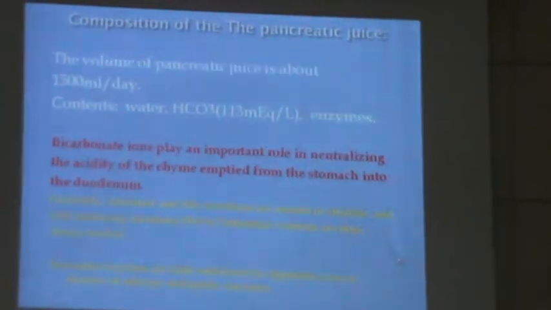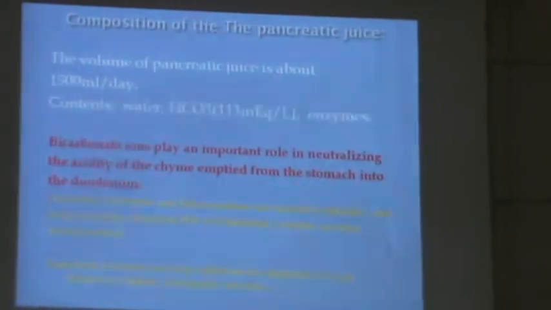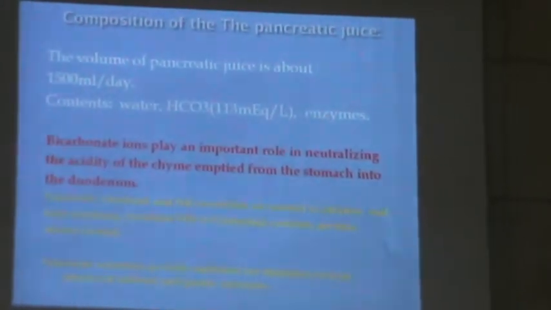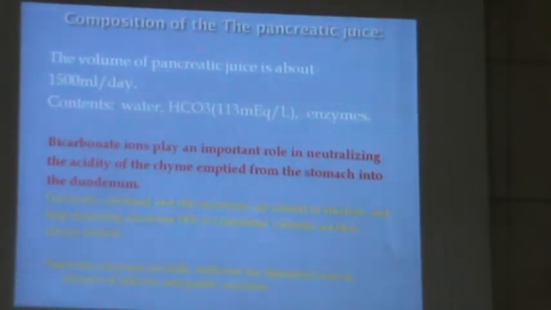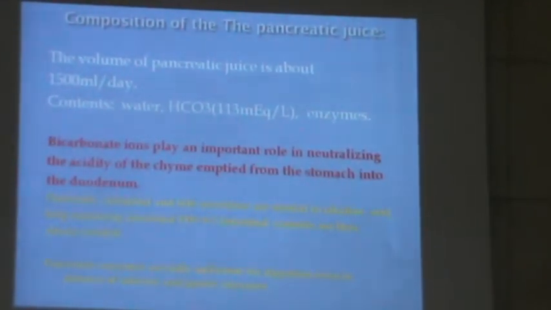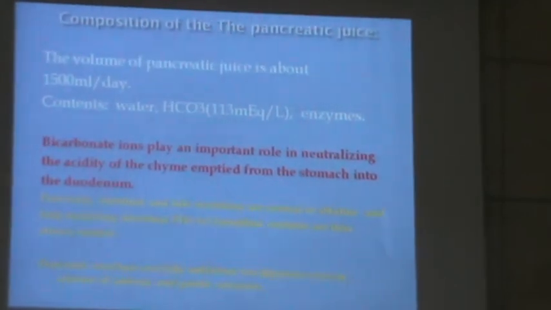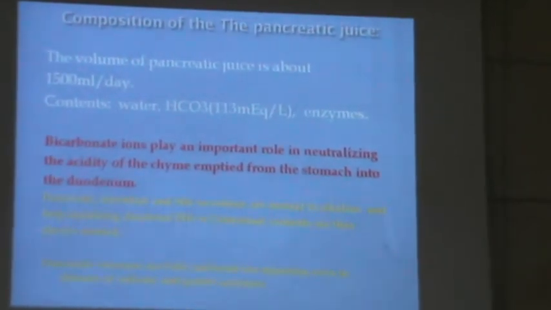The importance of the bicarbonate in the pancreas is to neutralize the acid. The gastric contents are released into the duodenum, and as you know, these contents are acidic, and it is important for them to be on the neutral side. So the pancreatic juice is very high in bicarbonate and aims to neutralize the duodenal or small intestine contents.